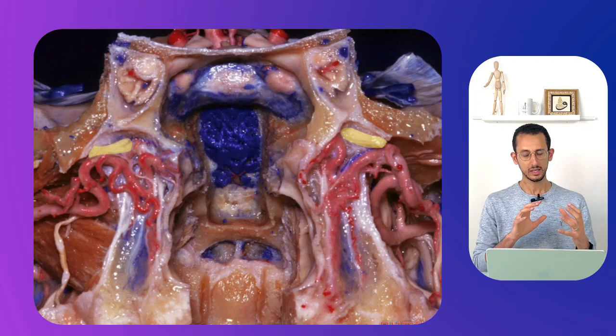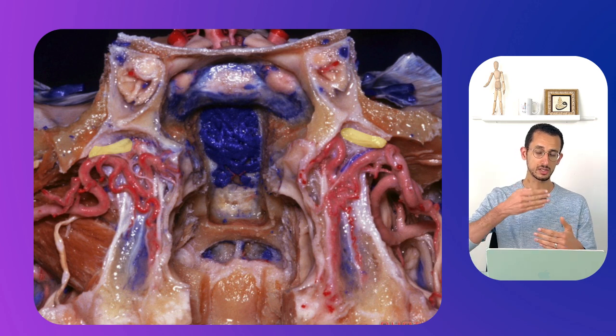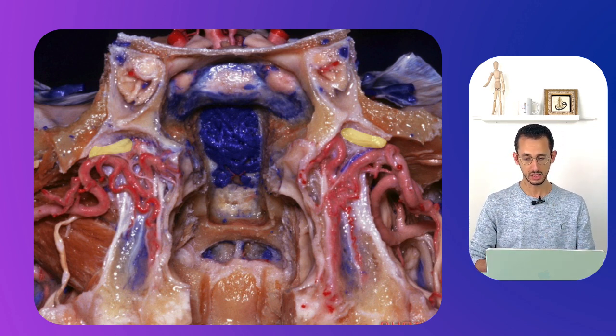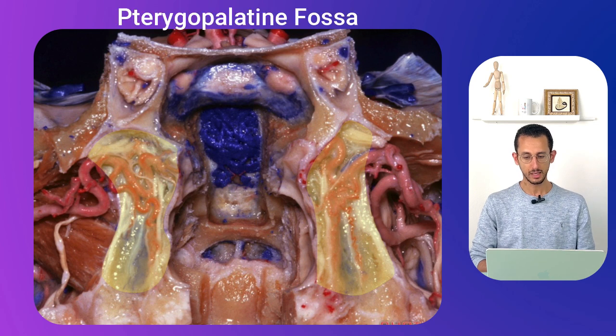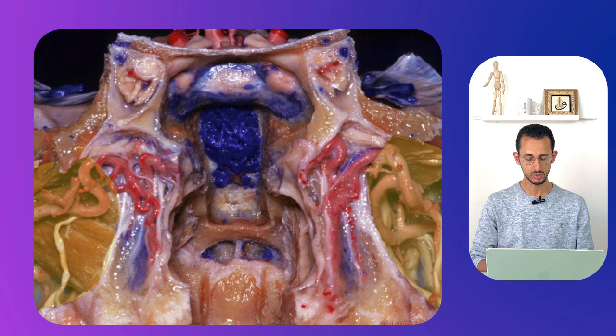In this one, we're looking at the pterygopalatine fossa and the infratemporal fossa in a coronal section just at the orbital apex. We can see here that after it passes the foramen rotundum, the maxillary nerve is entering into the pterygopalatine fossa, and that's medial to the infratemporal fossa.